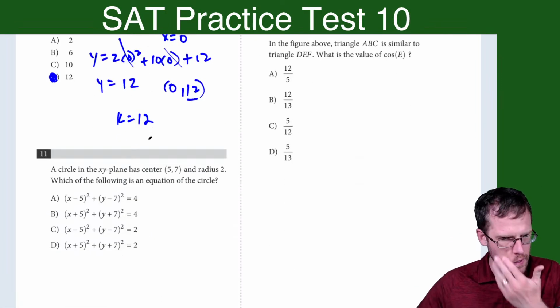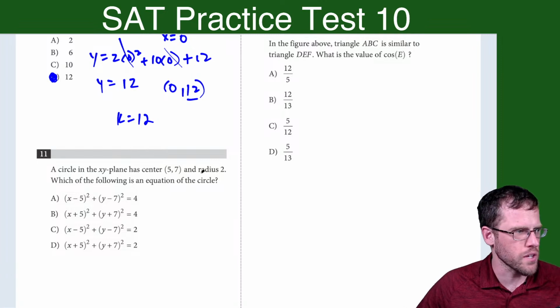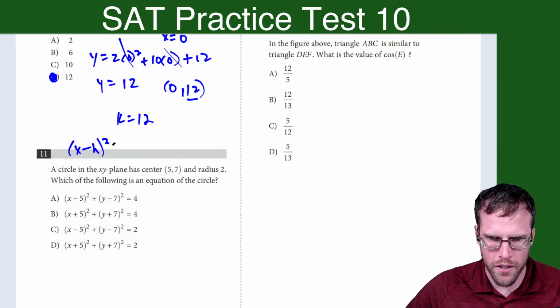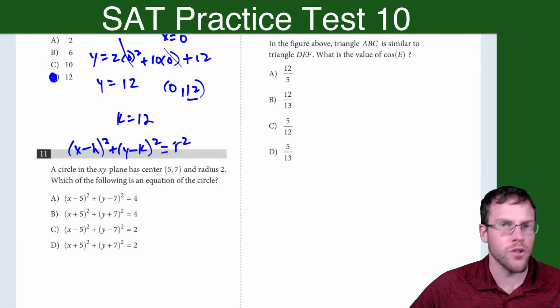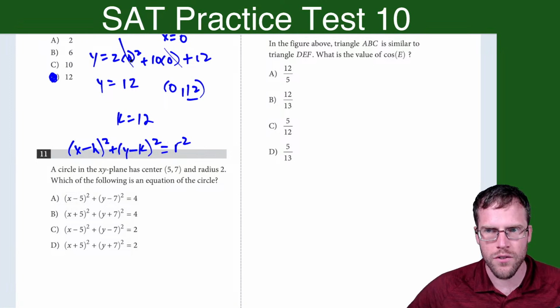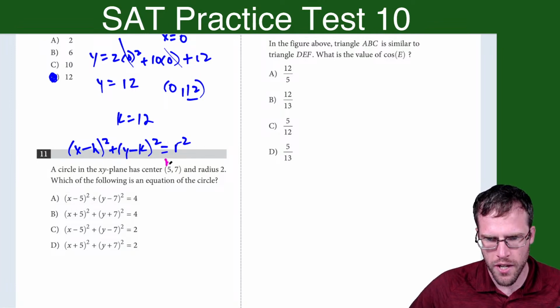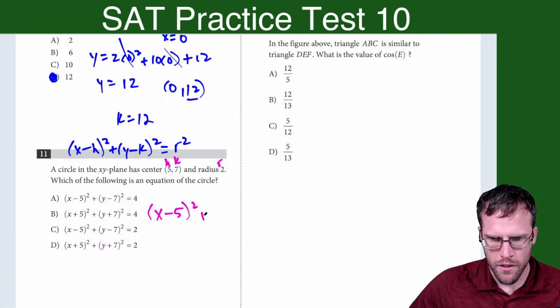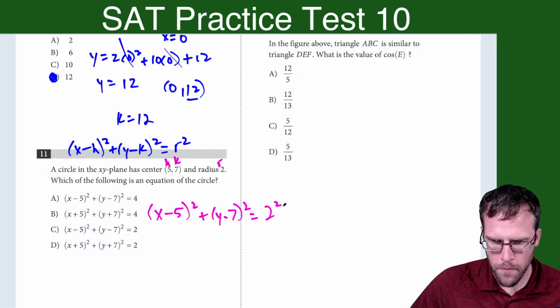All right, so 11 is one of those questions that's so easy it's difficult. If you know this formula, x minus h squared plus y minus k squared equals r squared, then you're in business. Because here, you just have to know that the center is your hk, and then this is your r value, the radius. So you plug in, you have x minus 5 squared plus y minus 7 squared equals the radius, which is 2, and that's being squared. So 2 squared is equal to 4.